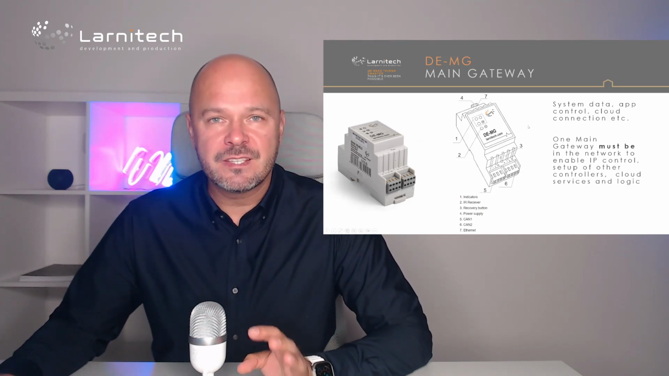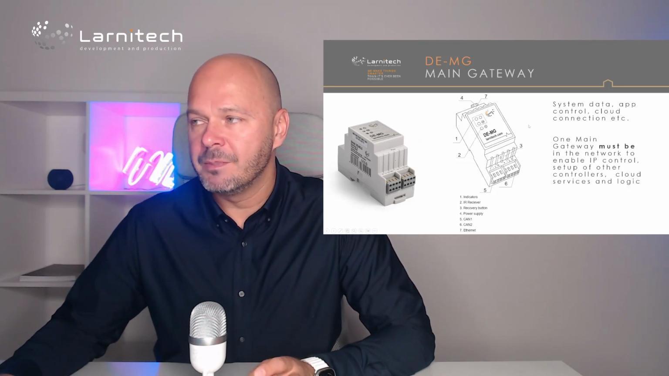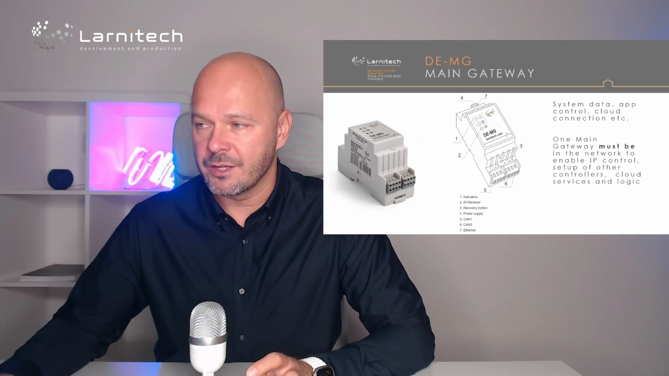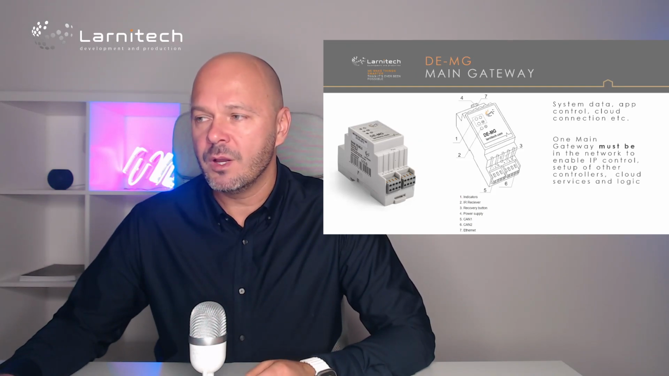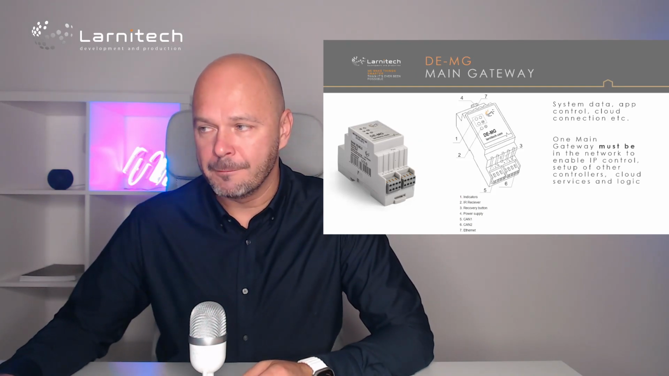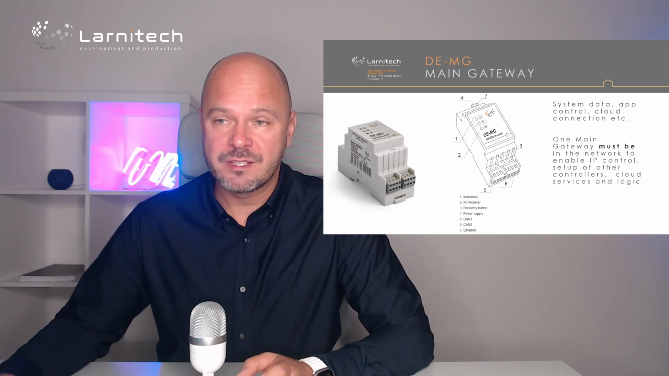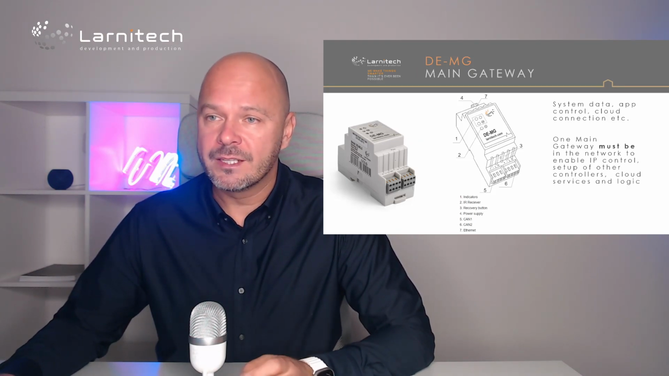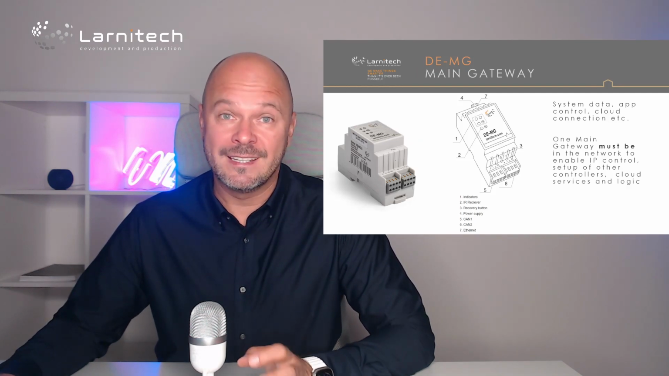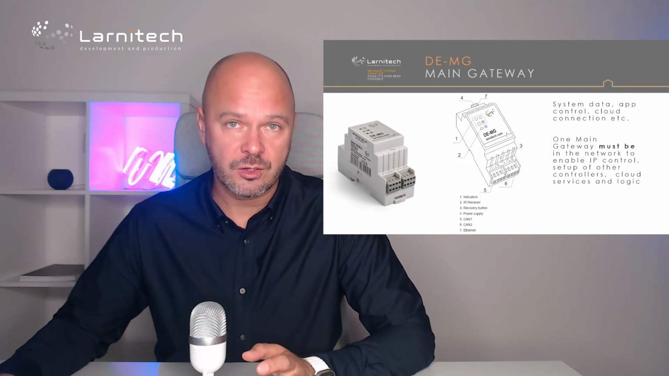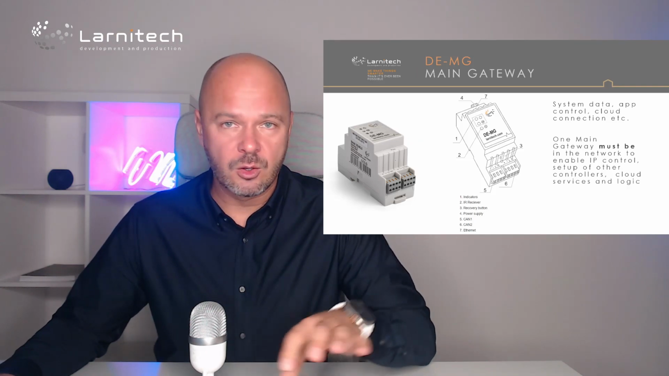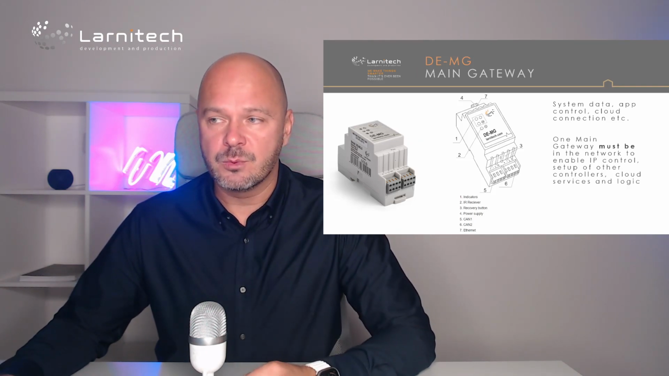It keeps the system data, the application control, the cloud connection. So if you have one main gateway in the network, then it is good enough for the system to be set up and controlled. You cannot have more than one in one bus and one network also. So one local network, just one main gateway.